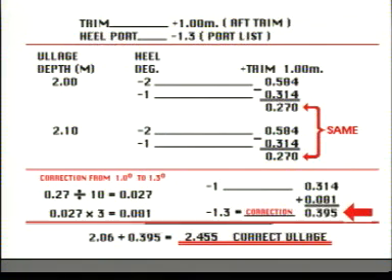Add this correction to your ullage reading of 206 centimetres. You will get the correct ullage, 245.5 centimetres. Quite a difference in volume. Be careful with trim and list.